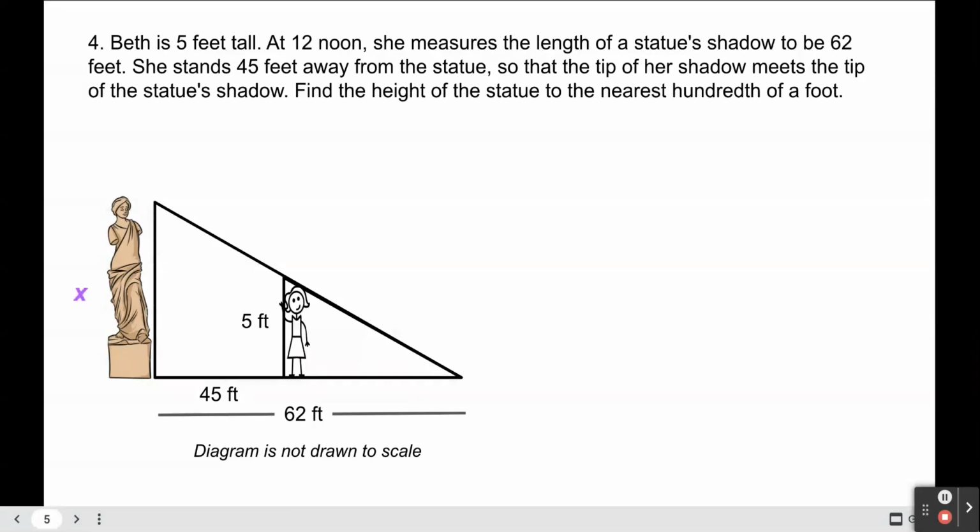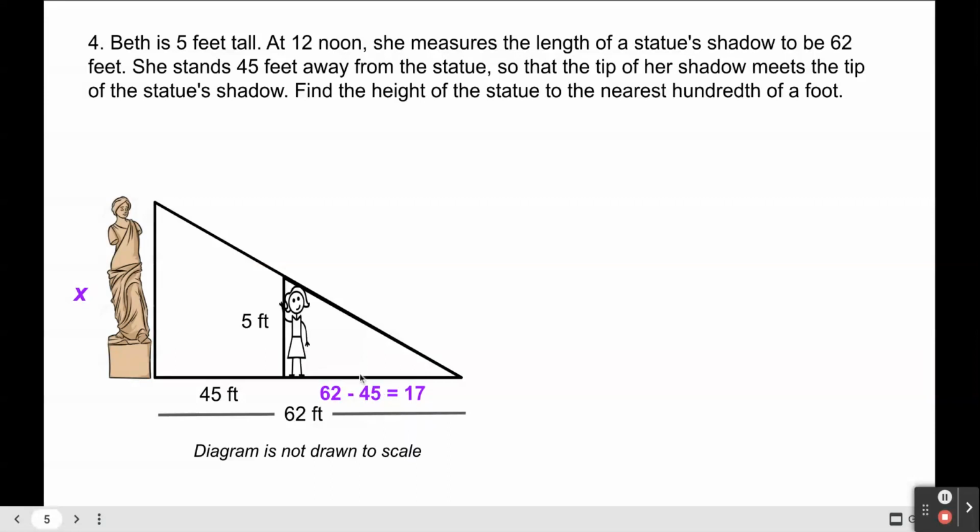So the height of the statue is our unknown, so that's our variable x. We have this height of the statue that we're trying to find, and it would correspond to the height of our person, who is Beth. So this actually is not going to need to be used like the side splitter theorem because we actually don't know the measurements of the other sides. We would need to use just regular similar triangles and their corresponding pieces.